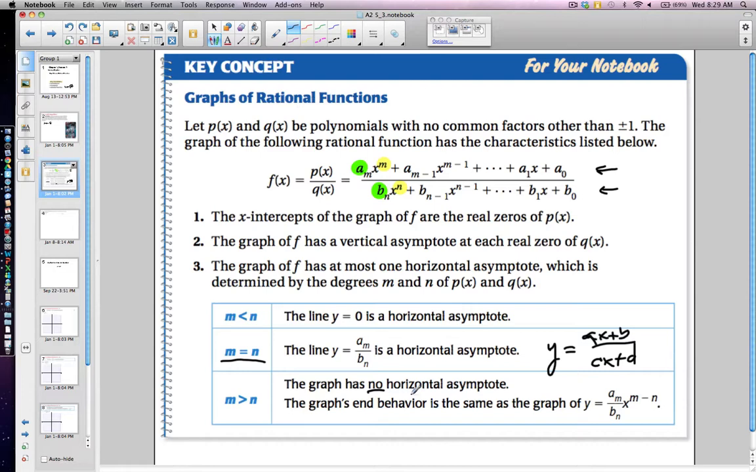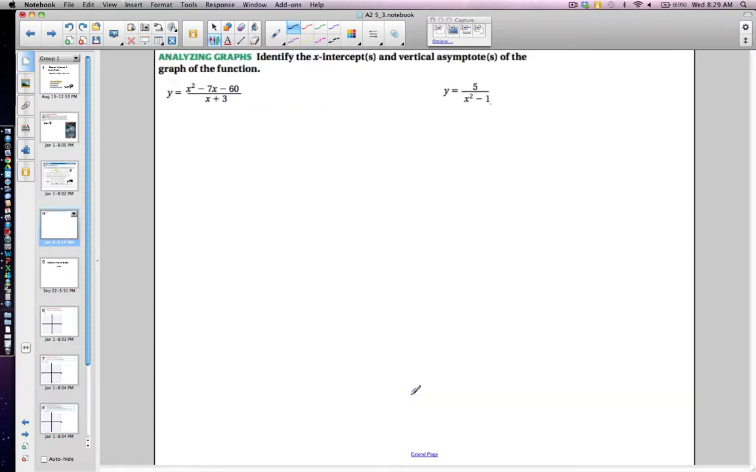So let's go through and answer some of these questions before we get into graphing. So if I want to identify my x-intercepts and my vertical asymptotes, I'm actually going to go ahead and figure out the horizontal asymptotes as well. Okay, so if we look now for x-intercepts, I want to set the numerator to be equal to 0.